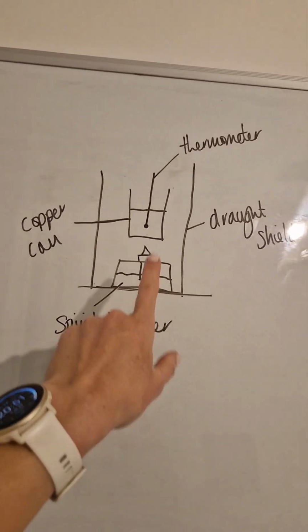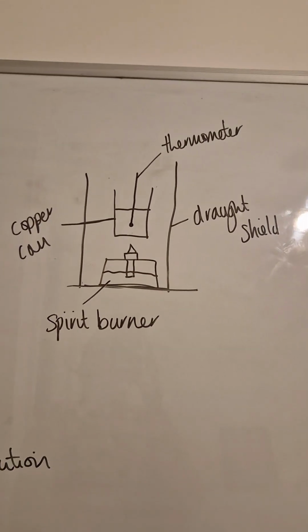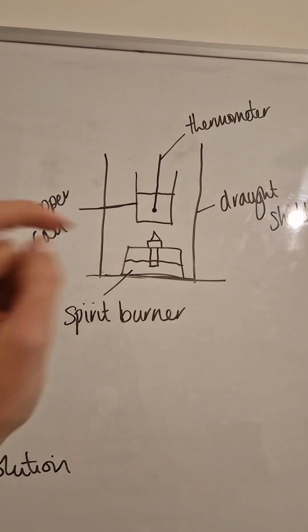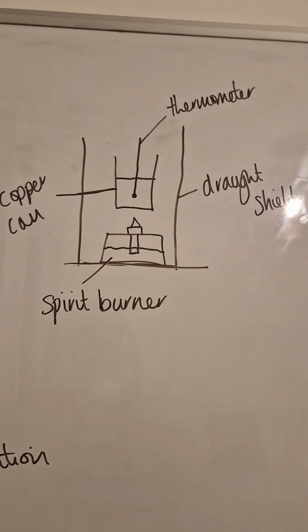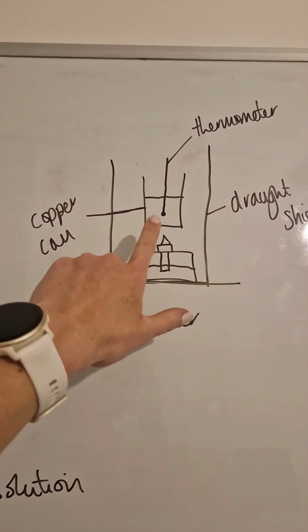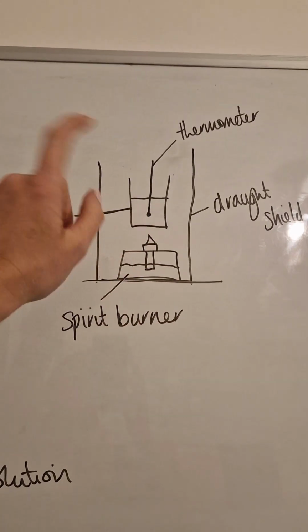Then we've got the energy from fuels experiments. This is where you have your spirit burner and your copper can with your draft shield to prevent heat loss to the surroundings, and then your thermometer, which should be in the middle of the body of water and not touching the can, because that would give a high false reading. The copper can is used instead of a glass beaker because copper is a good conductor of heat, so more heat will come from the flame into the water.